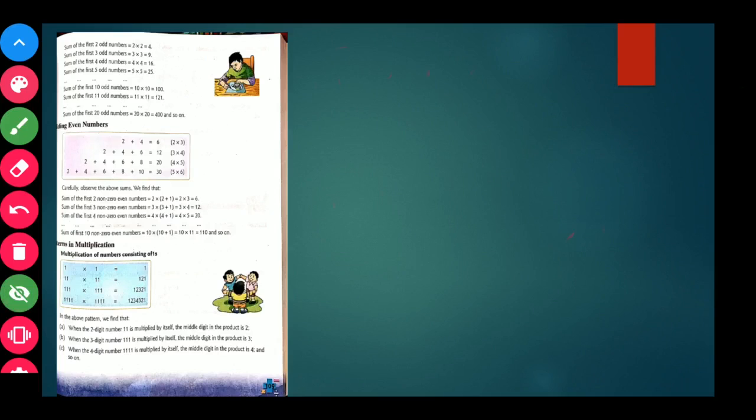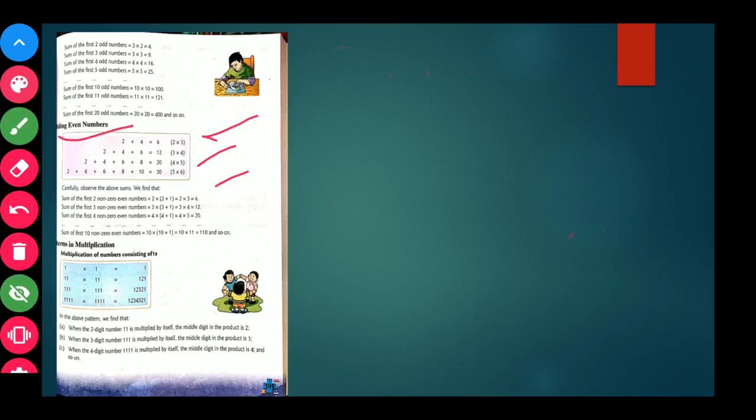Now here you can see the addition of even numbers. Now observe this addition of even numbers. What do you observe? To find the sum of even numbers, you can multiply the number of digits by the next consecutive number of that number. Let us understand.